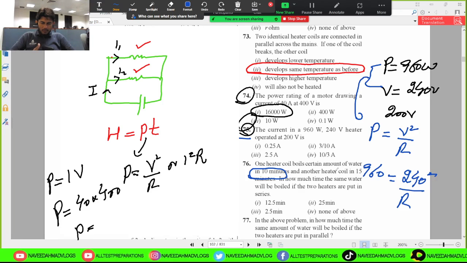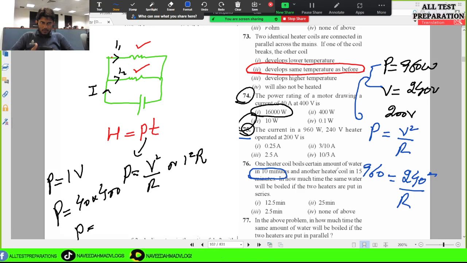So you have solved it. That will be equal to 240 multiplied by 240 divided by 960. You will get 60. So your resistance will be equal to 60 ohm.